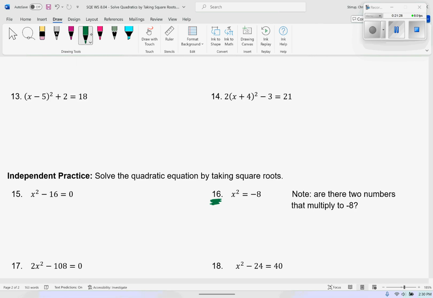All right. I get x squared equals negative 8. Agreed? So, Jeffrey, we're ready for what? There you go. All right. Don't forget the plus minus.